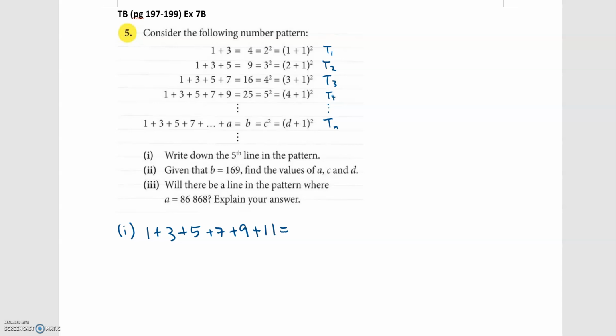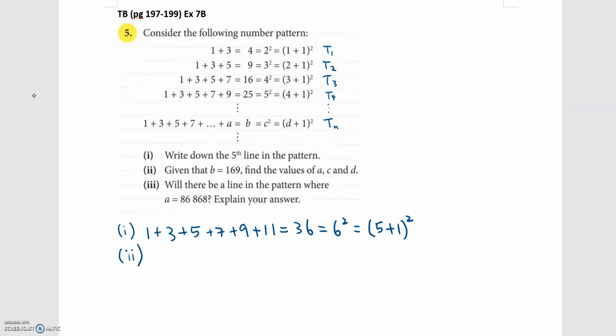So 25, the previous line, plus 11 will give me 36, which is actually 6 square, which is 5 plus 1 square. So this is the fifth line in the pattern. So make sure you observe the pattern before writing the fifth line down. Let's go on to part 2.